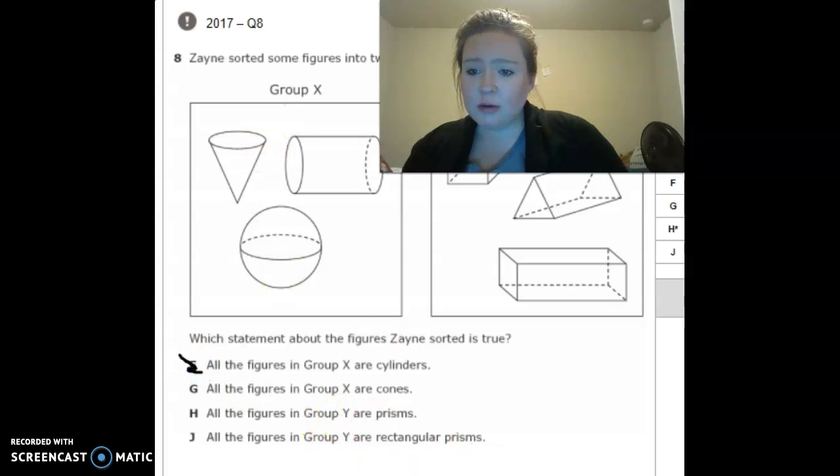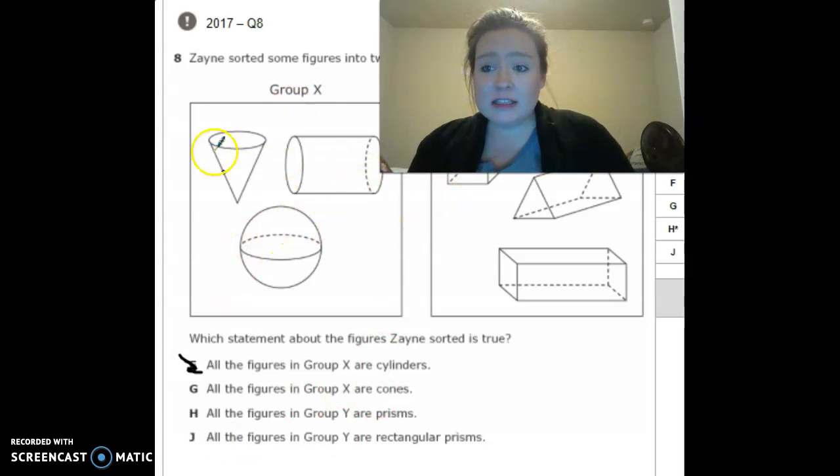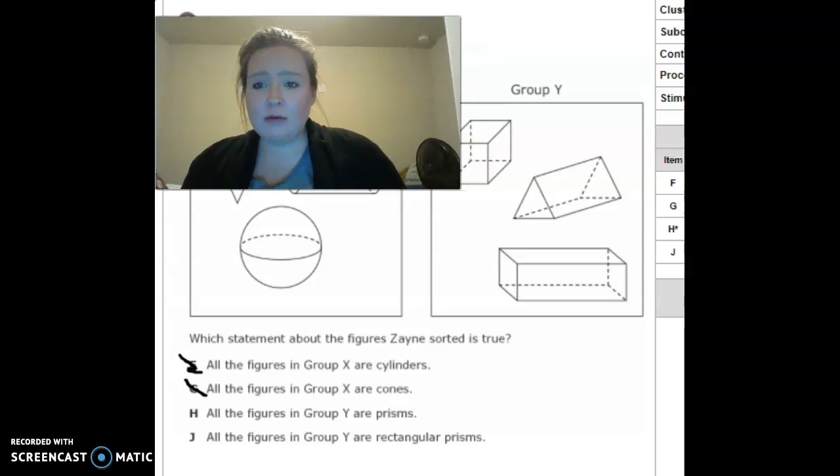All of the figures in Group X are cones. Well, this is a cone, but this is not a cone, and this is not a cone. This is a cone, this is a cylinder, and this is a sphere. All of the figures in Group Y are prisms. Well, let me move this.